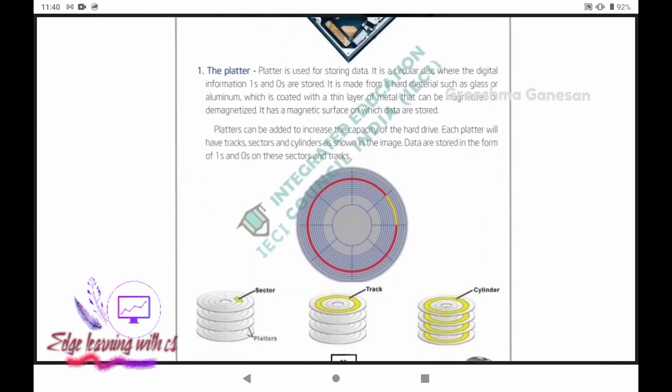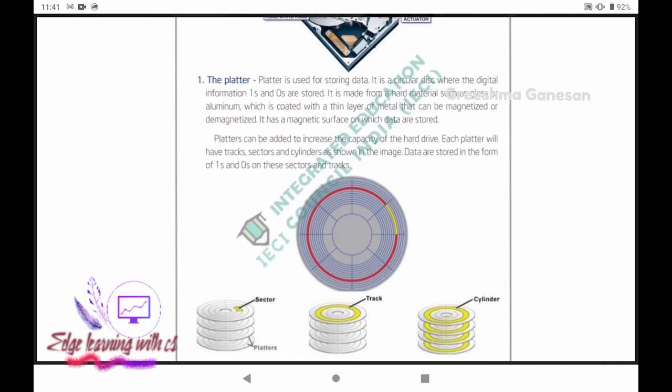The platter. The platter is used for storing data. It is a circular disk where the digital information like ones and zeros are stored. It is made from a hard material such as glass or aluminium, which is coated with a thin layer of metal that can be magnetized or demagnetized. It has a magnetic surface on which data is stored.